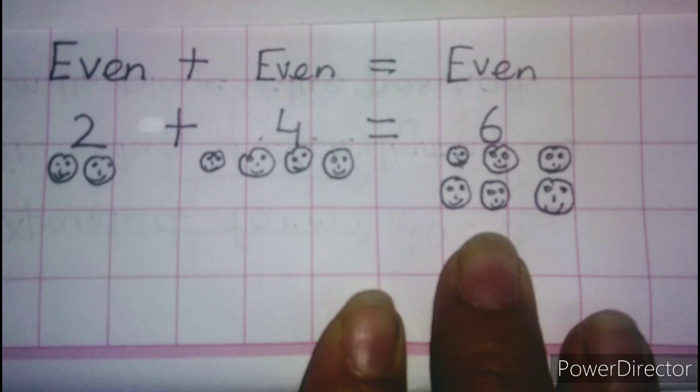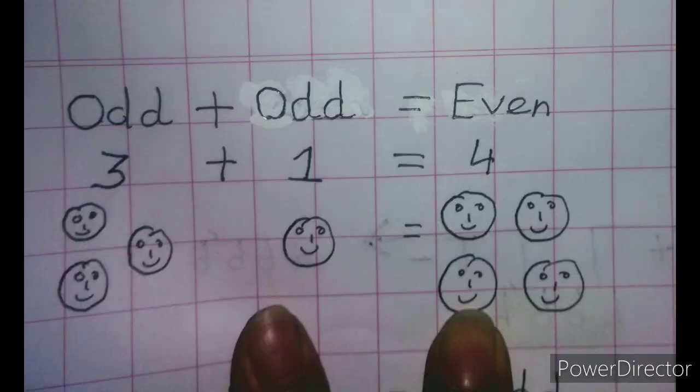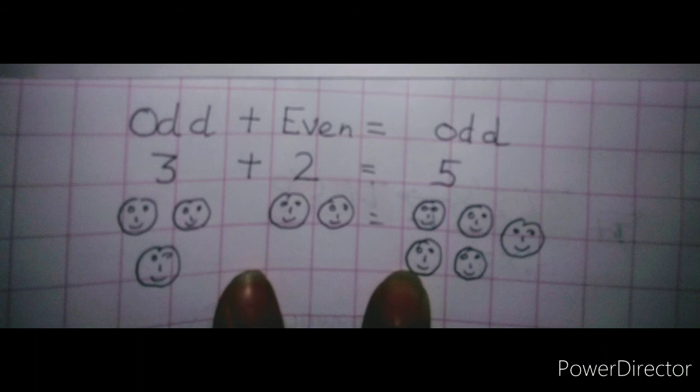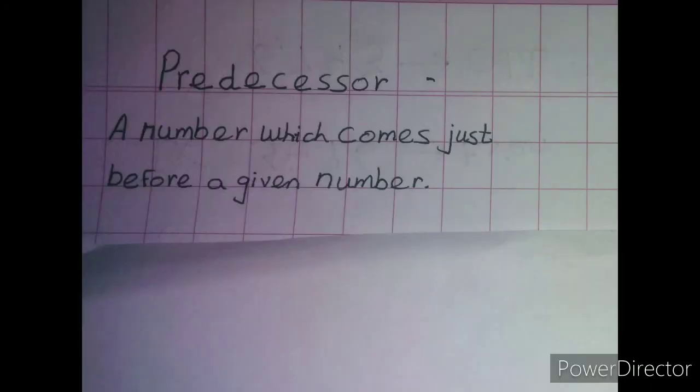Now the next is odd plus odd will be equal to even. If we take 3 plus 1, it will make 4. 4 is even. Next is odd plus even will be equal to odd. If we take odd number 3 and even number 2, it will be equal to 5 and 5 is an odd number.